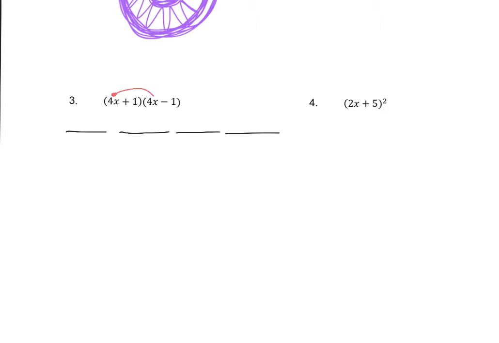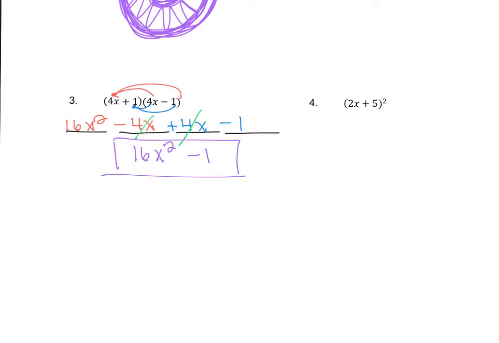I do 4x times these two. I get 16x squared minus 4x. I do these two, and I get positive 4x minus 1. These two knock out, and I get 16x squared minus 1. And I'm done.